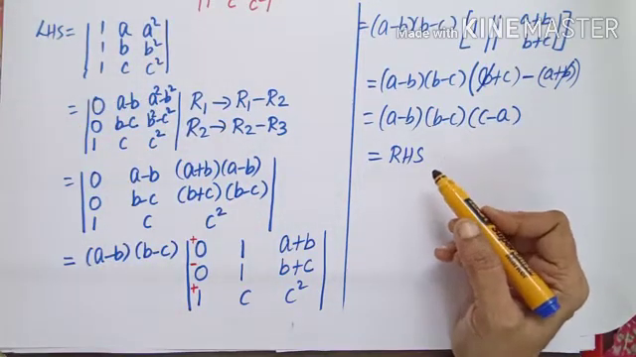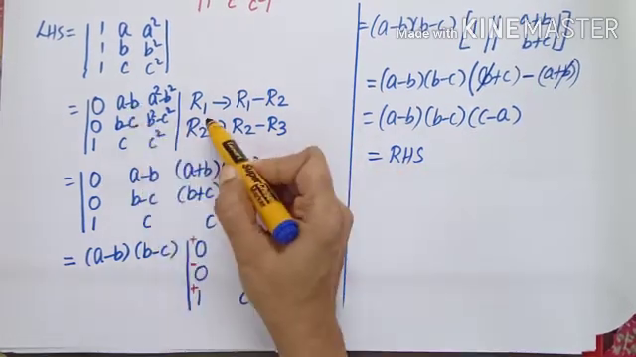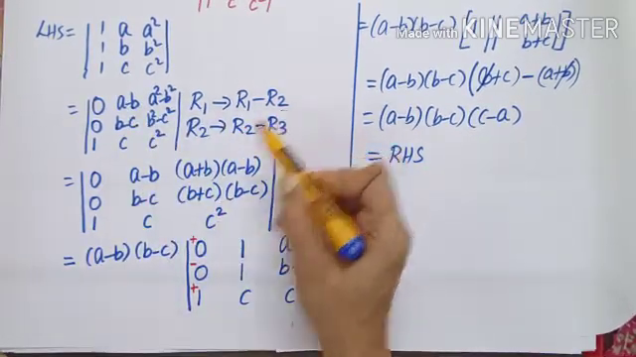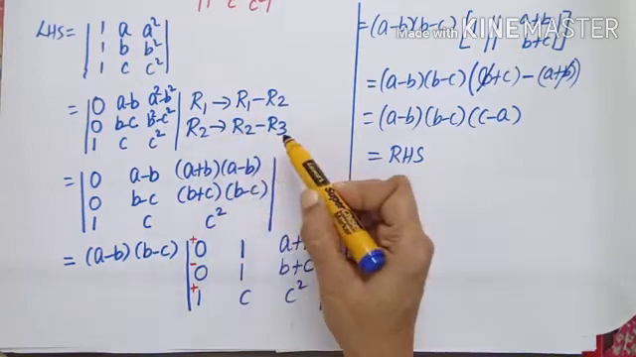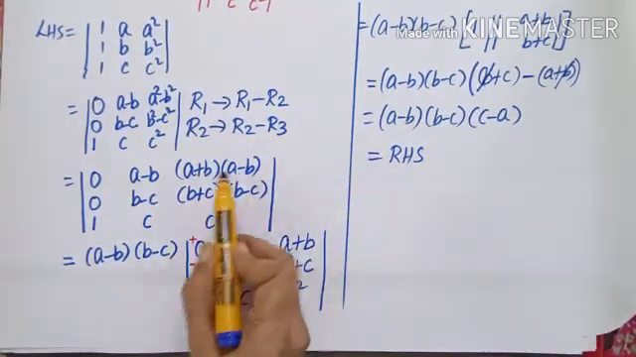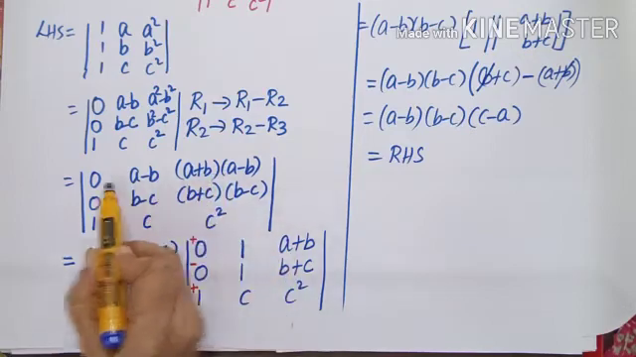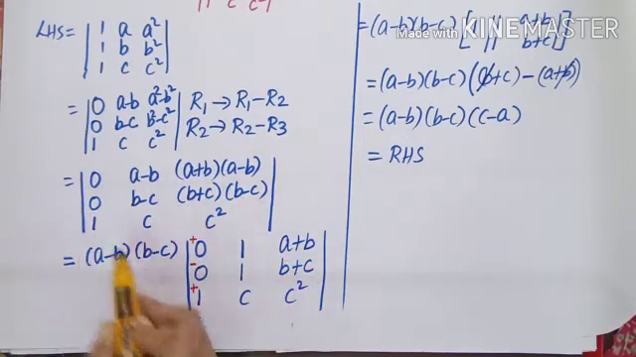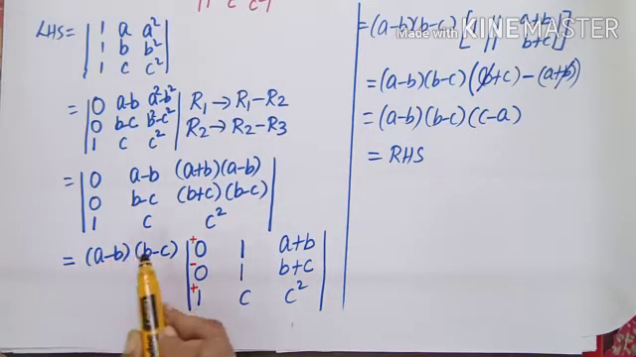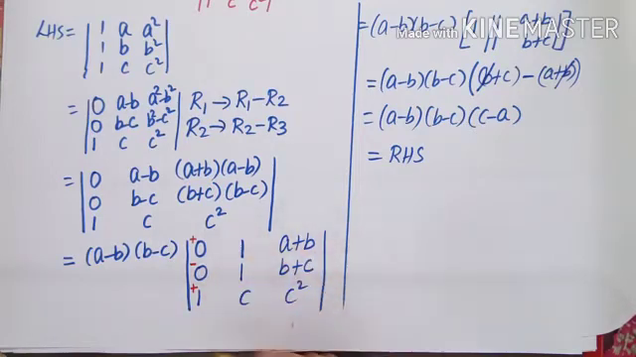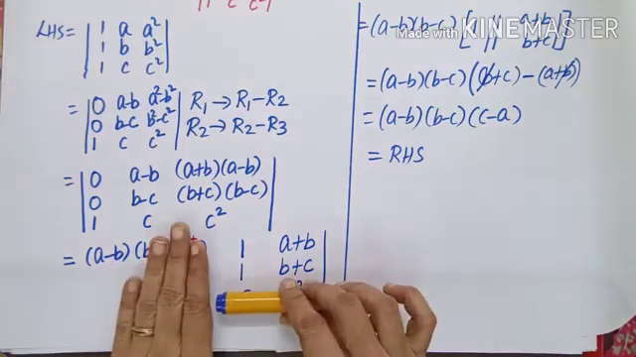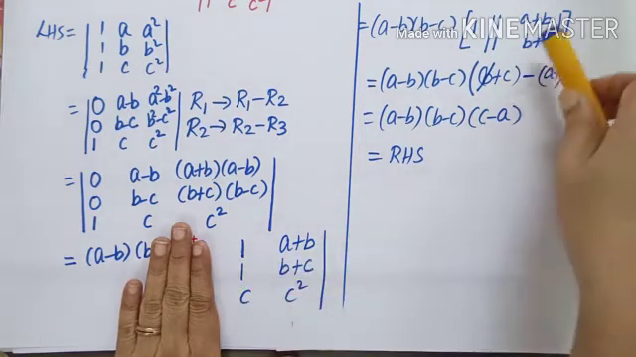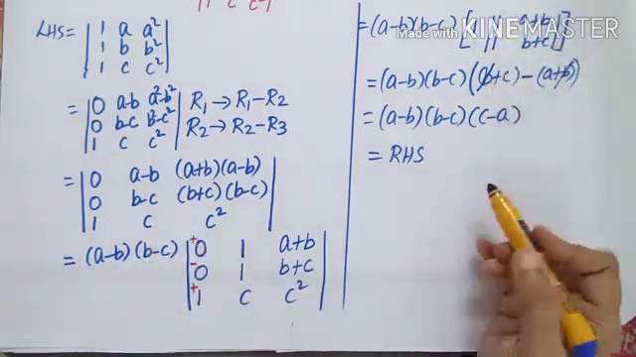What are the properties we have used? R1 becomes R1 minus R2. R2 becomes R2 minus R3. Take common term out. A minus B, B minus C common from row 1 and row 2. When I expand, 0 into anything is 0, need not write it. Again 0 into anything, need not write it. Only 1 left out. Hide the row and column. Write this here and we have expanded.